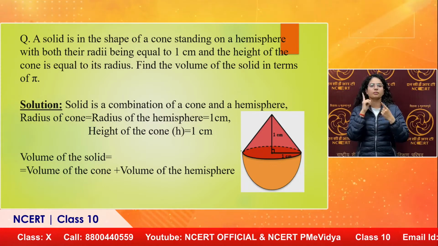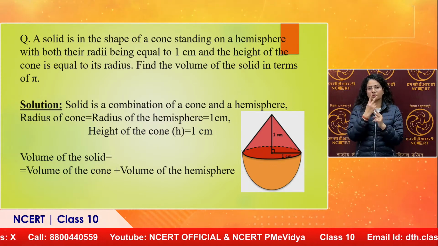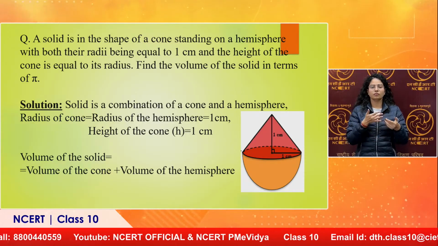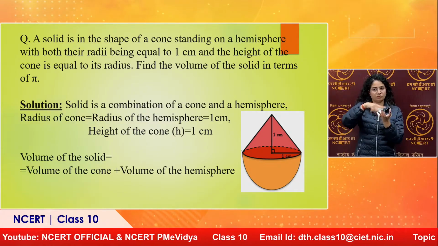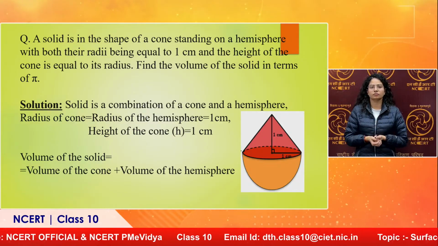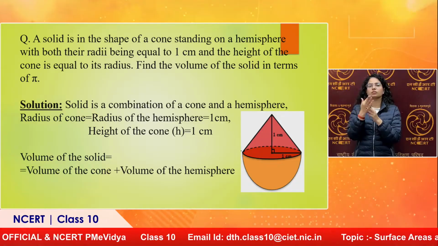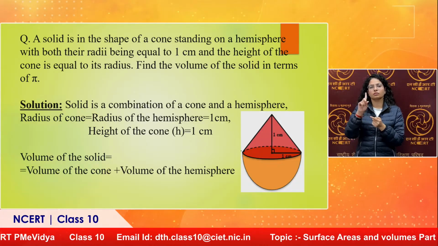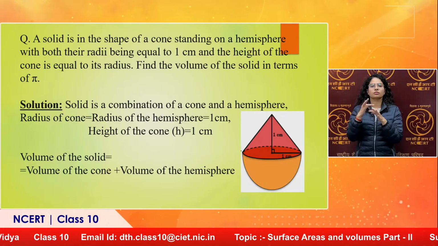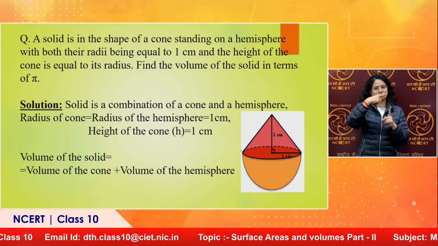So here as we can see, Renuji, we have a solid which is a combination of a cone and a hemisphere. Radius of cone is equal to radius of the hemisphere, that is 1 centimeter, and it is also given that height of the cone h is equal to 1 centimeter. So what is the volume of the solid? It is volume of cone plus volume of the hemisphere.